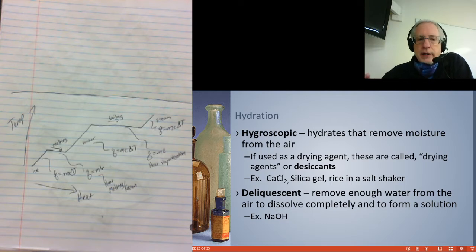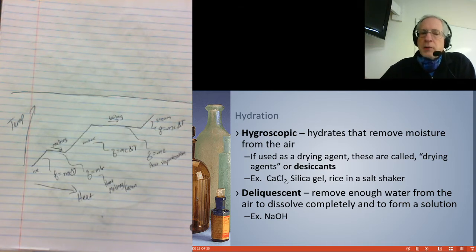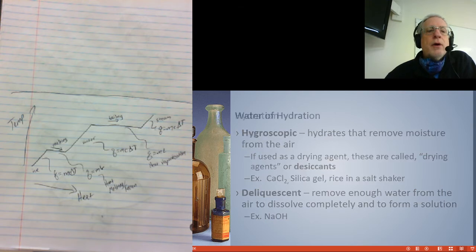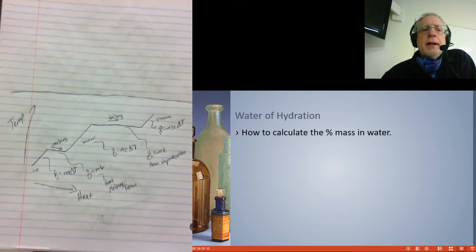Calcium chloride is a really good desiccant. Another really good hygroscopic compound is sodium hydroxide. Some compounds are so hygroscopic that they turn themselves into a solution. Copper(II) sulfate and calcium chloride absorb water out of the atmosphere, but only so much, and then they stop. Some compounds will keep absorbing water, an example being sodium hydroxide. If you leave sodium hydroxide out, it will eventually turn into a sludge because it will keep taking water out until it forms a very concentrated solution that you would not want to touch. So let's talk a little bit more about water of hydration.